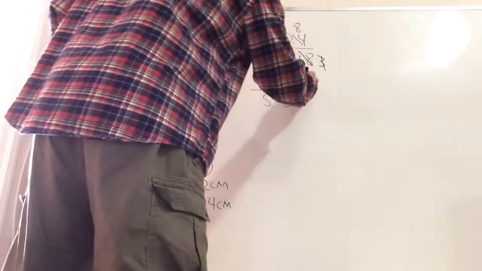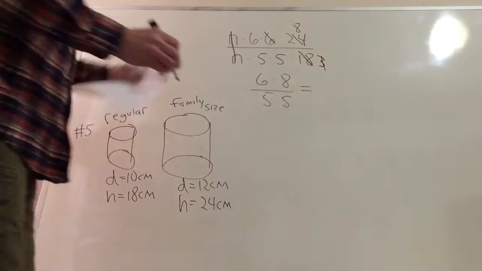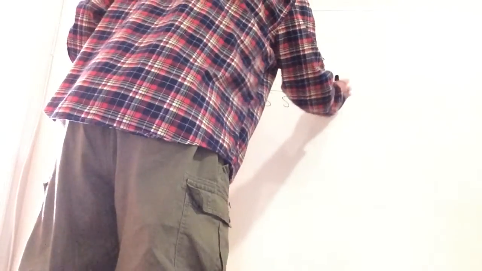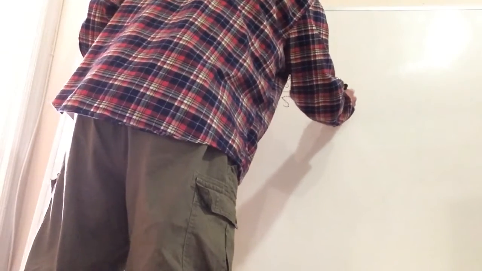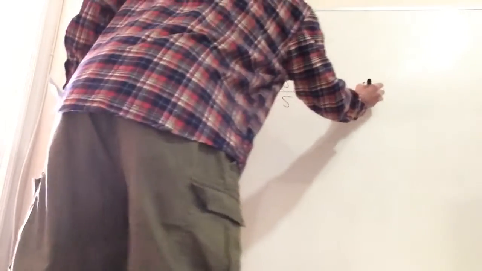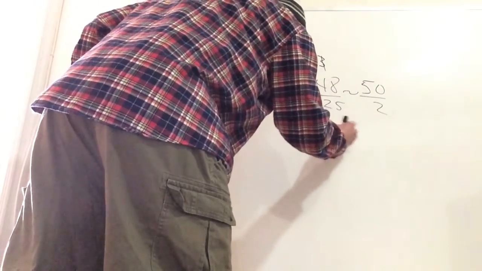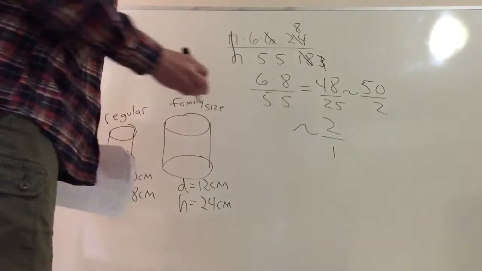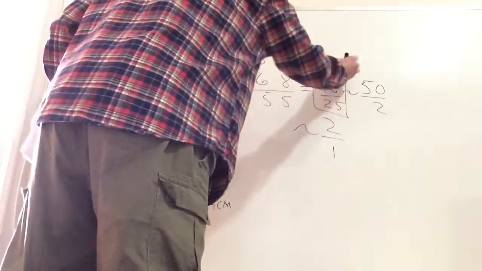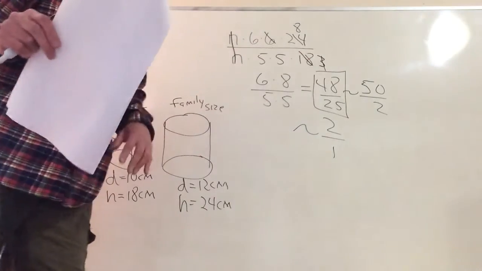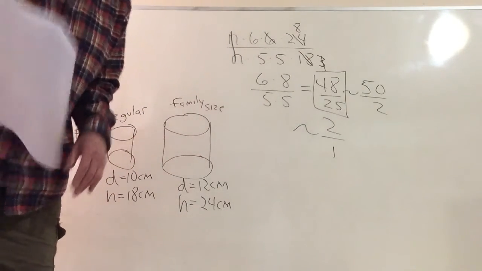So the proper answer here is the ratio of the family size to one regular size is 48 over 25, which is about 50 over 25, which really makes it roughly 2-to-1 ratio, although this would be the proper answer, and you could put it into a calculator, although this would tell me much more than a calculator.